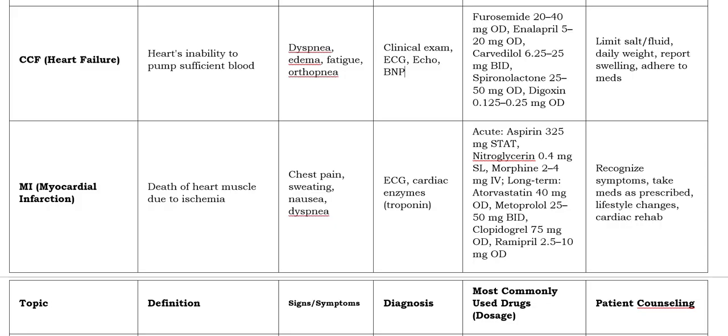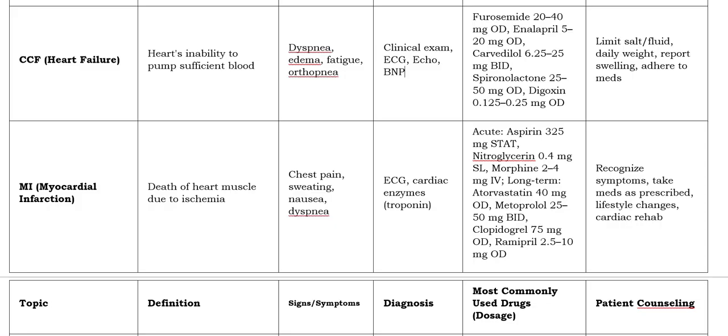Atorvastatin 40 milligrams once daily, that's a statin. Metoprolol 25 to 50 milligrams twice daily, a beta blocker. Clopidogrel 75 milligrams once daily, an antiplatelet. And ramipril 2.5 to 10 milligrams once daily, an ACE inhibitor. These work together to prevent future events.